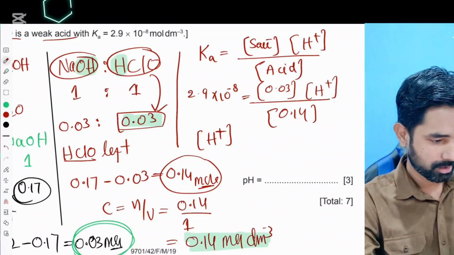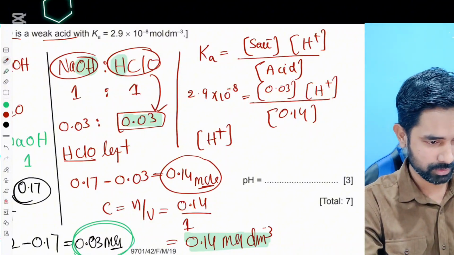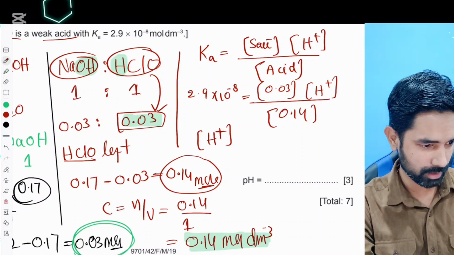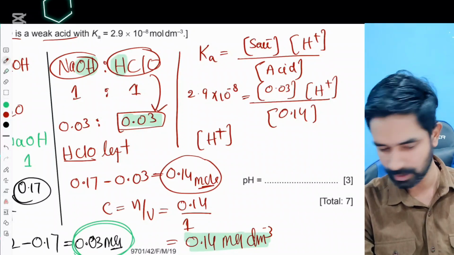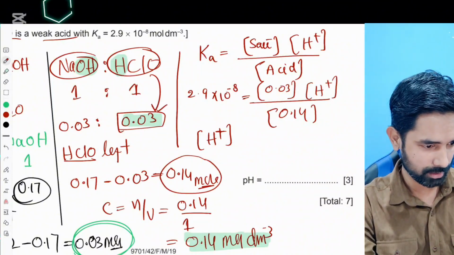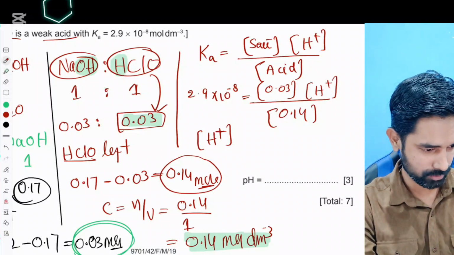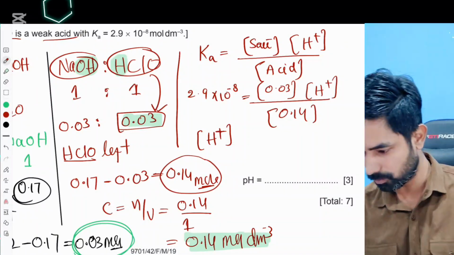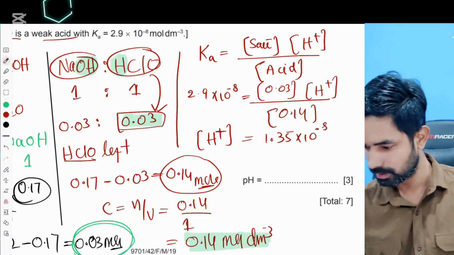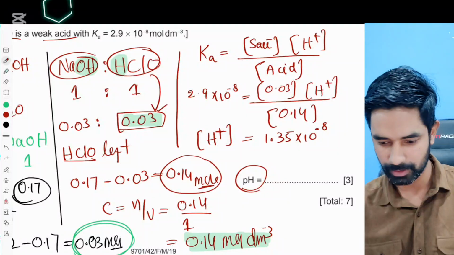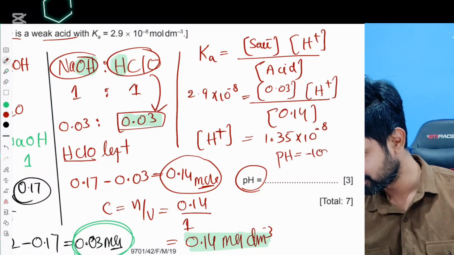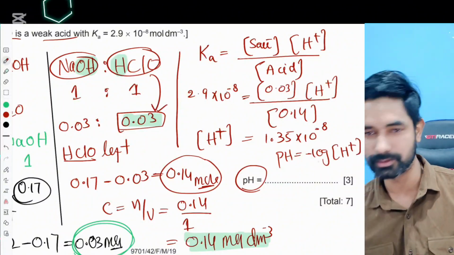Just a second. I don't have the calculator, so I have to use this laptop ka calculator. 2.9 times 0.14 and then divide it with 0.03, and we have 1.35 into 10⁻⁸. Right? अब इसको आप pH के फॉर्मूला में लगाओ. I mean you can take a negative log of it. So pH is negative log of the concentration of hydrogen ions. I'm sure आपका आंसर ठीक आएगा.